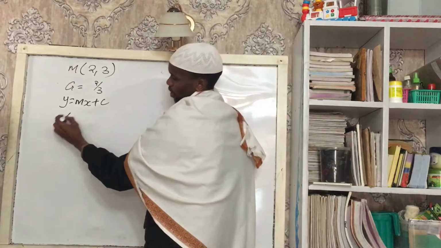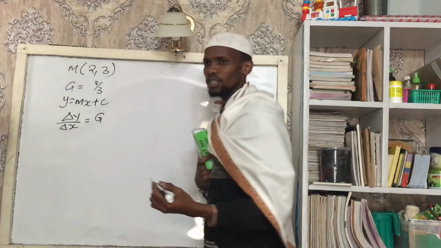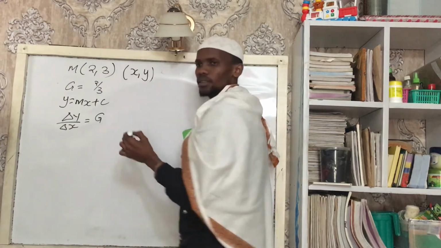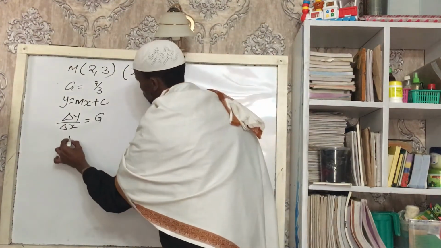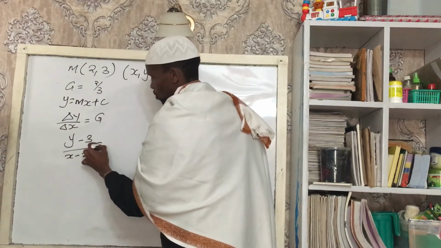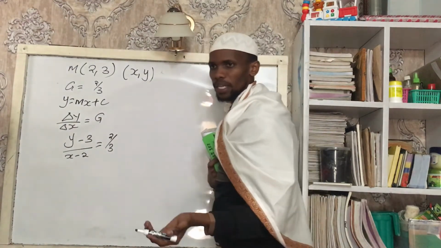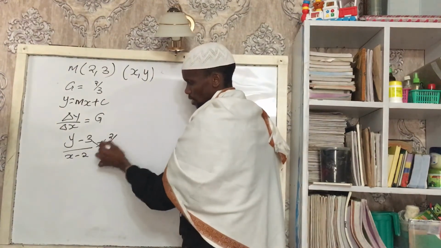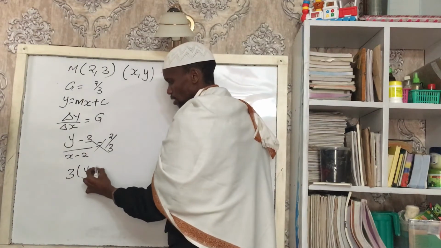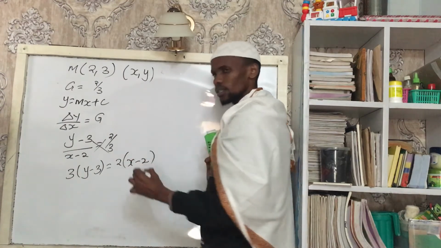So we say change in y all over change in x is equal to the gradient. How has our y changed? So I will take another point as x, y. So I will say y minus 3 over x minus 2 is equal to 2 over 3. Are we there? Cross multiplication is the next thing. So I'll multiply this and this, and then I'll say 3 into bracket y minus 3 is equal to 2 into bracket x minus 2.